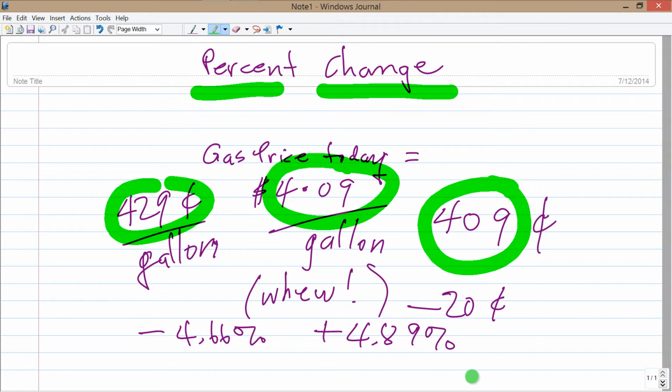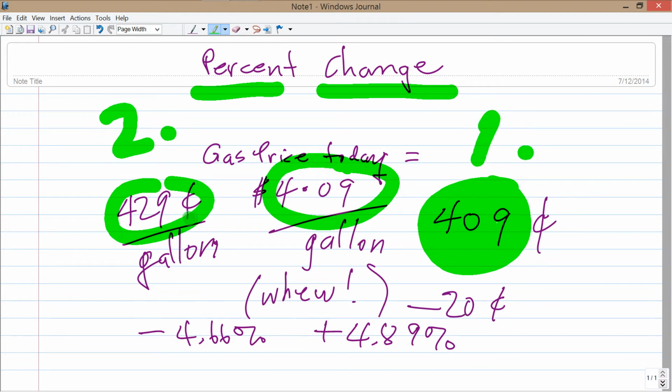Did I confuse you here? I hope not. I hope I unconfused you. If you've ever seen this phenomenon, now you know why. Because in the first case, we took this as our starting value, 409 cents. But in the second case, we started with this value and went down. So the starting values were different. The numerators were the same, 20 or minus 20. The denominators were different. So obviously that's going to give you a different percentage change.